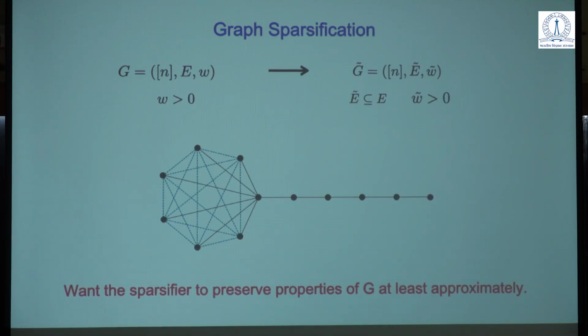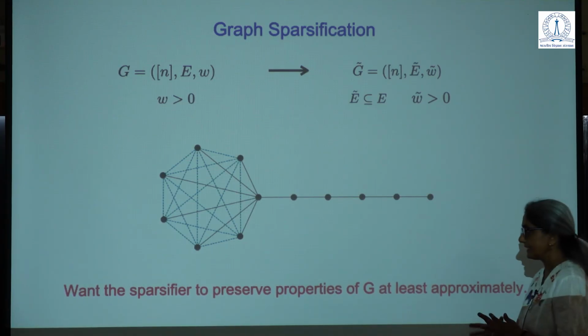So for example, this graph that has all the edges that you see here, the blue and the black edges, this is called the lollipop graph inside Mathematica. And we'd like to sparsify it.